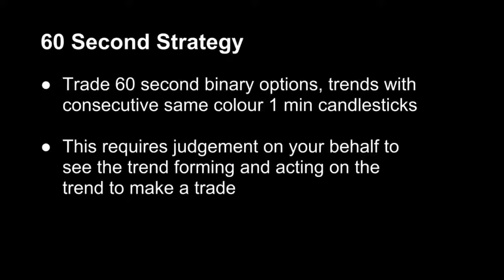Okay, so the 60-second strategy. The strategy is to trade 60-second binary options with the trend, identified by consecutive same color 1 minute candlesticks. So whether that be 3 candlesticks going up in the green or 3 candlesticks going down in the red. Once you've determined that a trend has formed, that's when we place our trade.